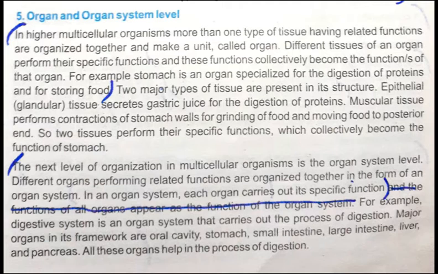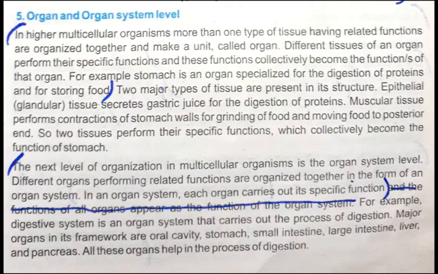The other tissue that is present in the stomach is muscular tissue that performs contractions of the stomach. Muscular tissue is associated with movement. It performs the movement or contractions of the stomach walls that helps in the grinding of the food and moving that food to the posterior end. Posterior means जो lower portion आ जाएगा उसको हम posterior end कहते हैं. So these two tissues perform their specific functions which collectively become the function of the stomach.